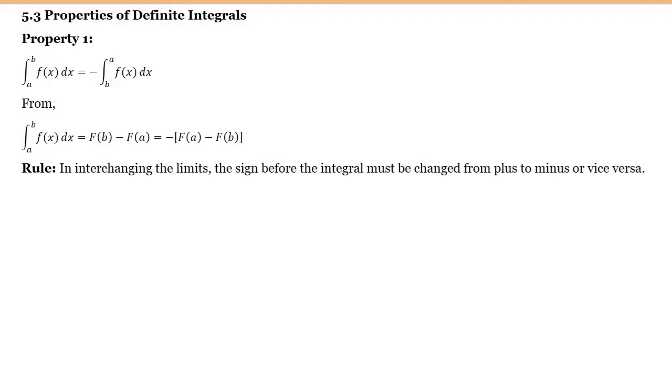Topic number 3 of our Module 5 is properties of definite integrals. So property number 1, we have the integral of f of x dx from the limit of a to b is equal to the negative of the integral of f of x dx with the limit interchanged.